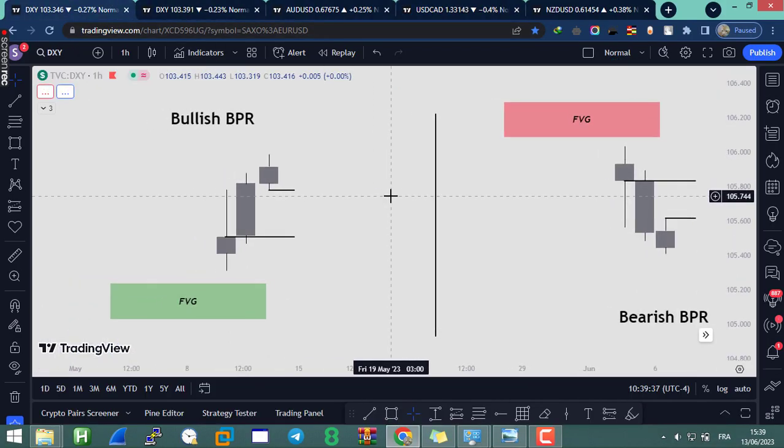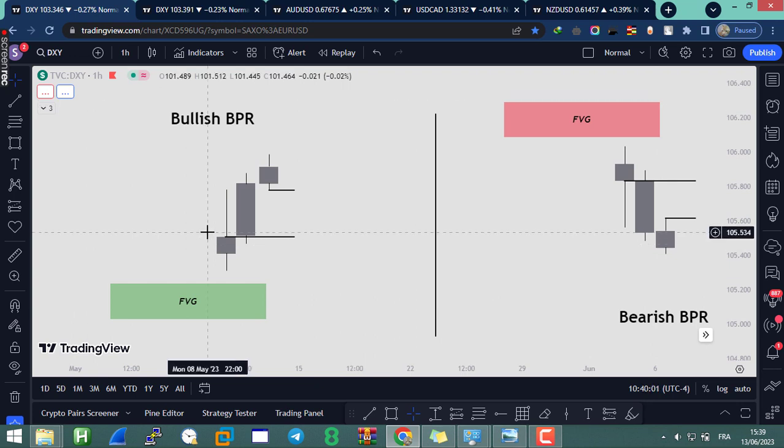There's a concept called a PD array, called a balanced price range. Now what is a balanced price range? A balanced price range is when you see this formation right here. This candle offers buy side, then offers sell side, and then buy side. So this is called a bullish balanced price range. Again, this is the open of the candle. It offers buy side, then a return and offers sell side, and then buy side. And the next candle is the up close candle right here.